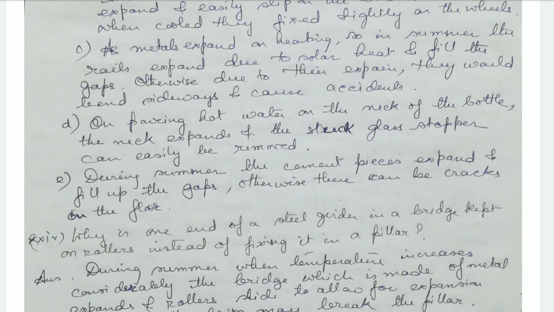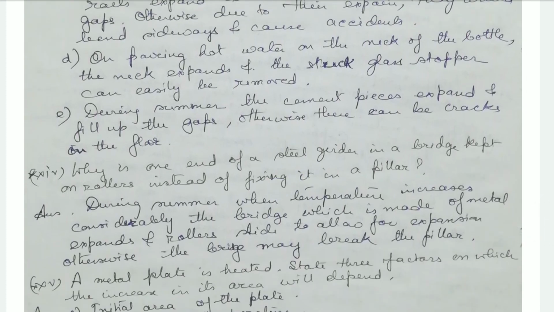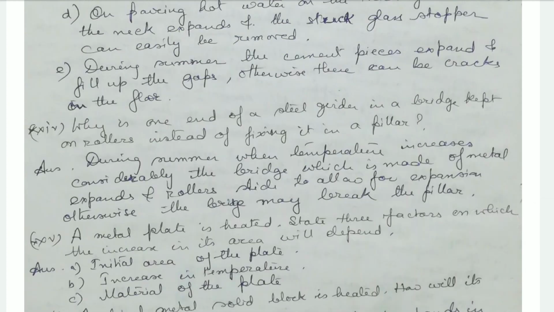cause accidents. On pouring hot water on the neck of the bottle, the neck of the bottle expands, and the stuck glass stopper can easily be removed. That's why hot water is poured for opening the stuck glass. During summer season, the cement pieces are laid in small pieces because they expand and fill up the gaps. Otherwise, if there were no gaps, they will expand, but they will crack as there are no gaps on the floor.